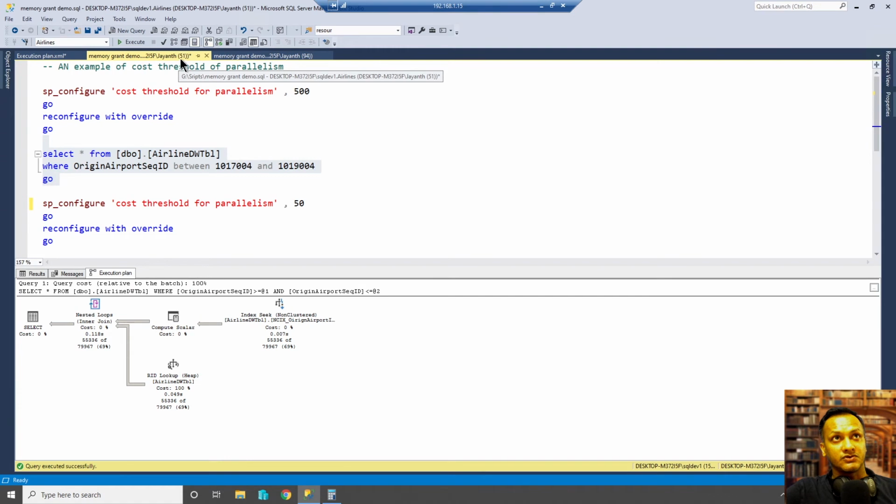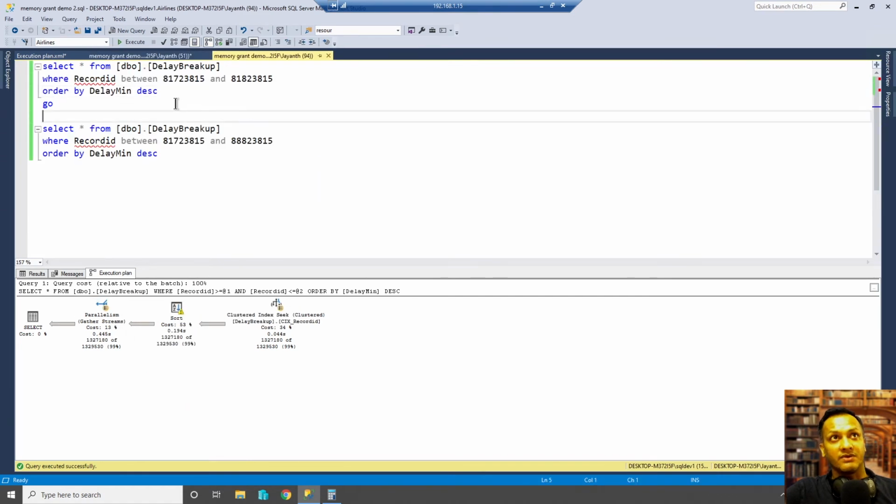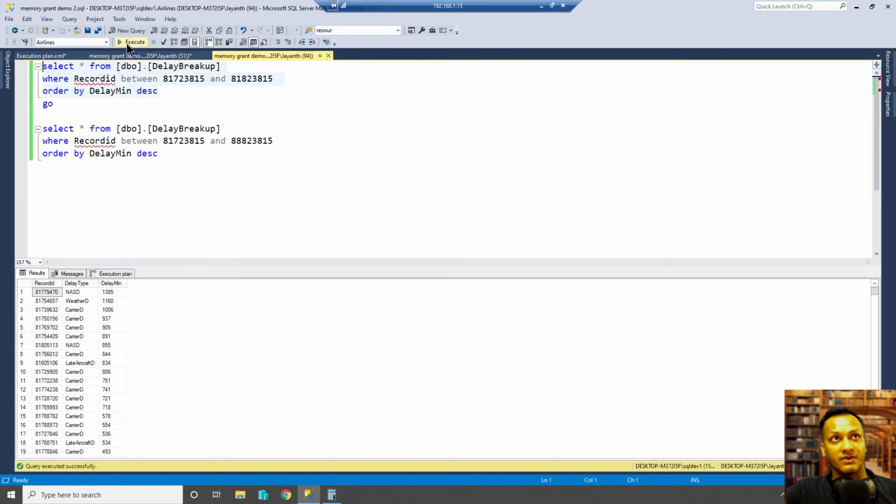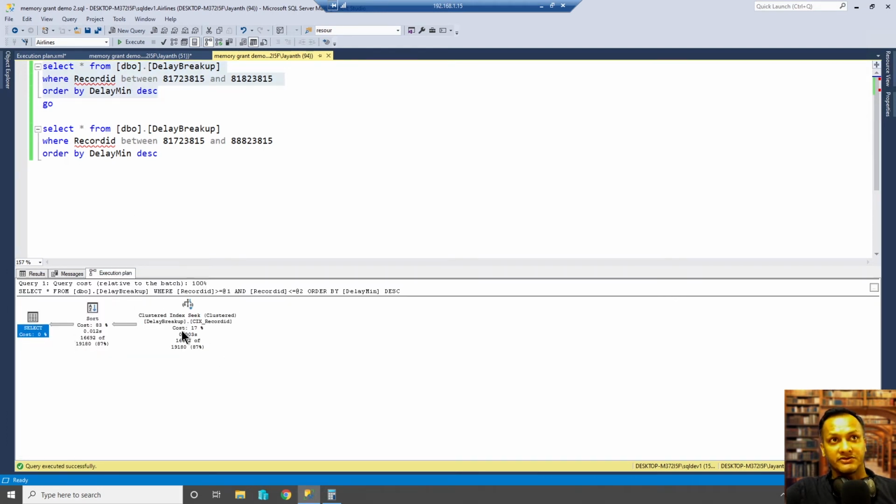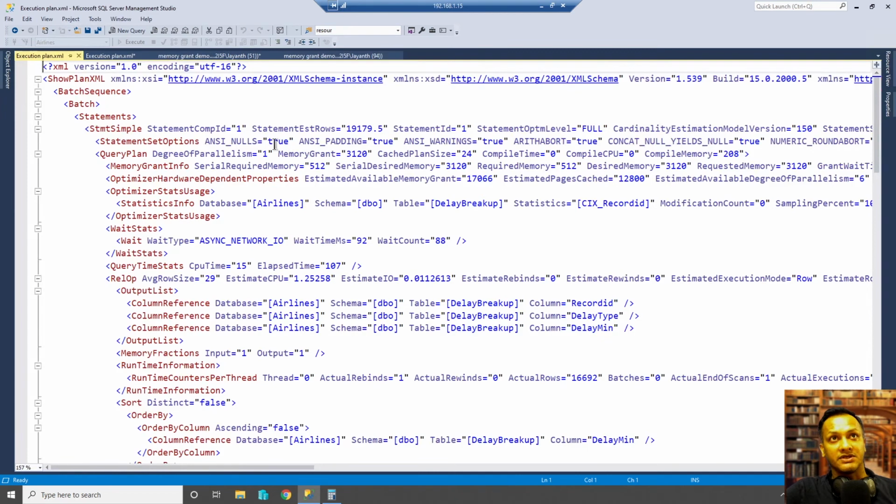So let me show you this query now. In this query, I've got select star from a fairly small set of data. When I run this query, ordering by delay minutes, we get about 16,000 rows. In this query, there is no parallelism as such. The query is fairly straightforward. If I go into the execution plan and look at the XML, you'll see that we've got a maximum degree of parallelism of 1, we've got 512, and we've got approximately 3 megabytes.